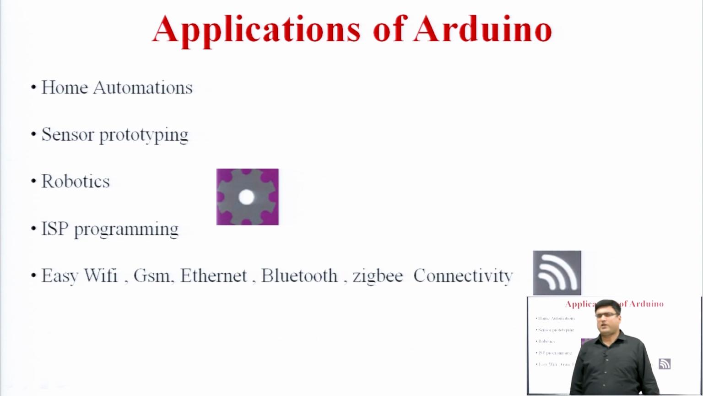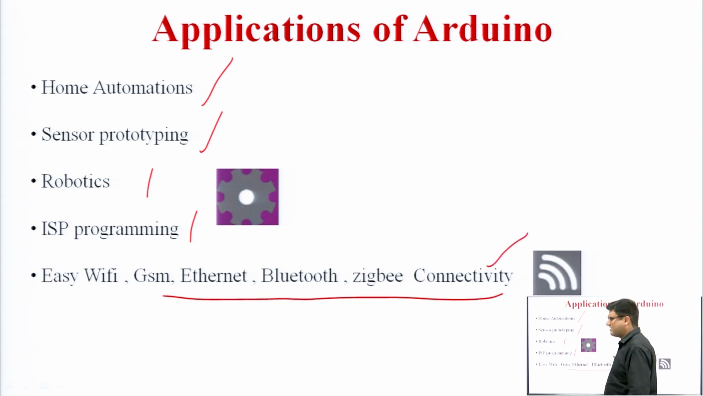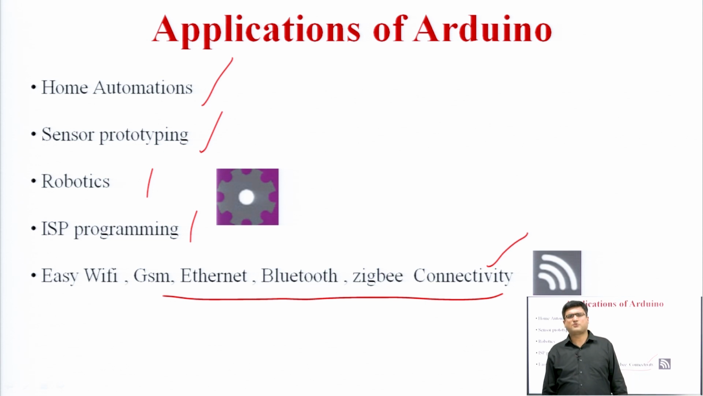So, what are the applications of Arduino? There are various types of applications. Home automation, sensor prototyping, robotics, ISP programming, easy Wi-Fi, Ethernet, Bluetooth, Zigbee connectivity. So, various types of projects we can build: smart home, smart lighting, smart street lights, smart city. We can use the Arduino microcontroller for these.